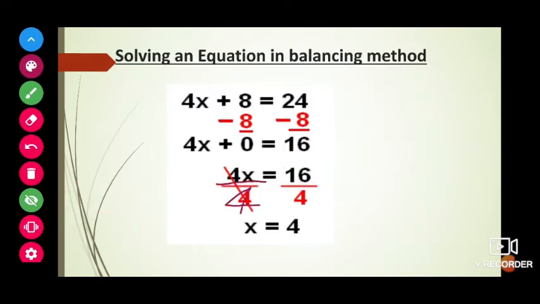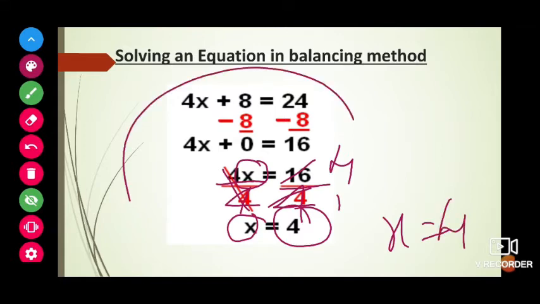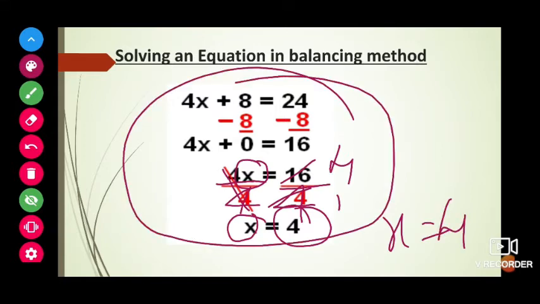If I do it on only one side, is it okay? No, the balance should always be maintained. So I have to divide by the same 4 on the right hand side also. Now I can cancel this 4 and this 4. 4 ones are 4, and here 4 fours are 16. So the remaining here is only x, and on the right hand side 4. So what is the value of x? That is 4. This is the way we follow the balancing method.